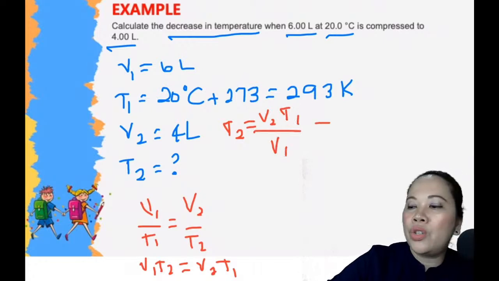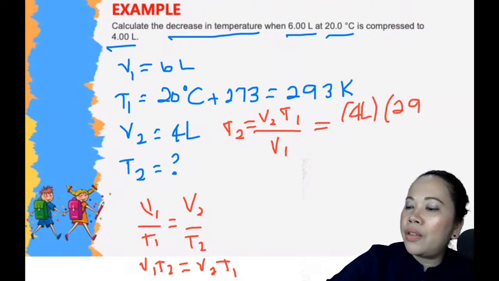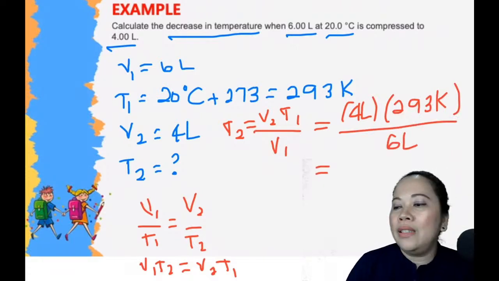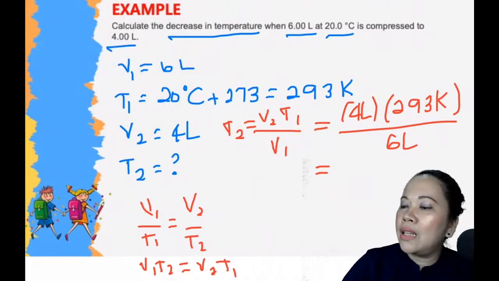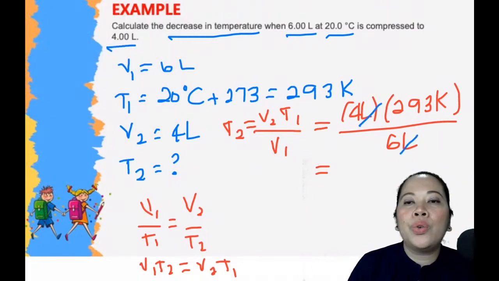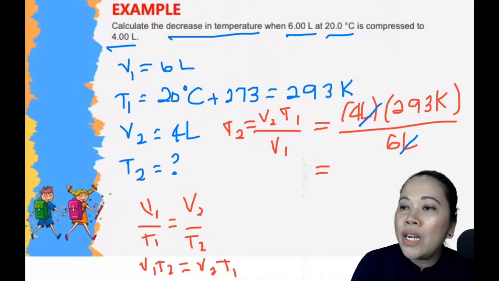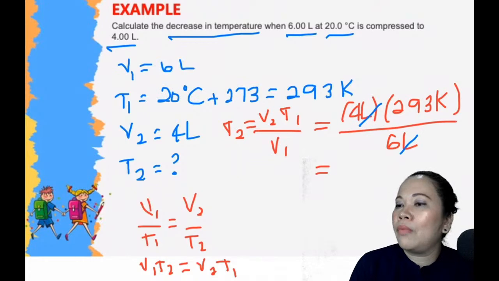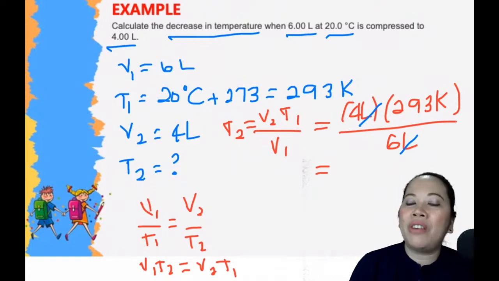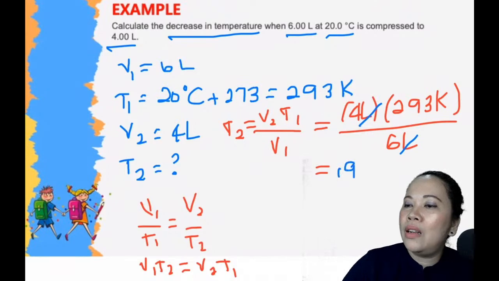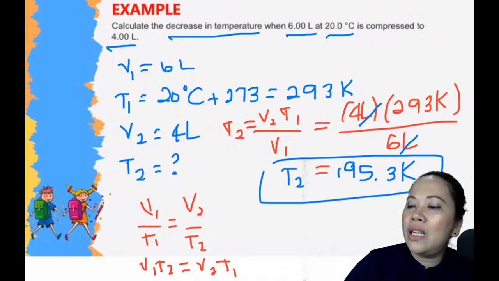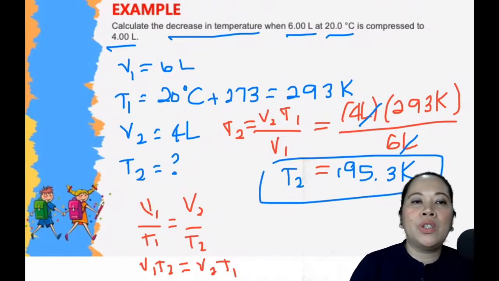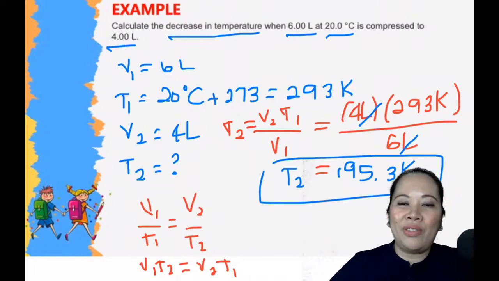Then you need to substitute. V2 is 4 liters, T1 is 293 Kelvin, divided by 6 liters. Of course, liters cancels out, so your unit will be in Kelvin. So 4 times 293 divided by 6, you will get 195.3 Kelvin. That means that's your decrease of the temperature. So the temperature decreased from 293 to 195.